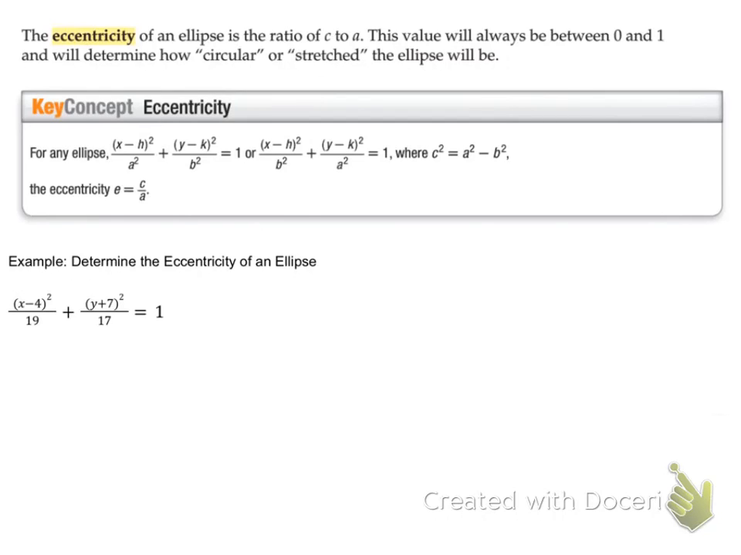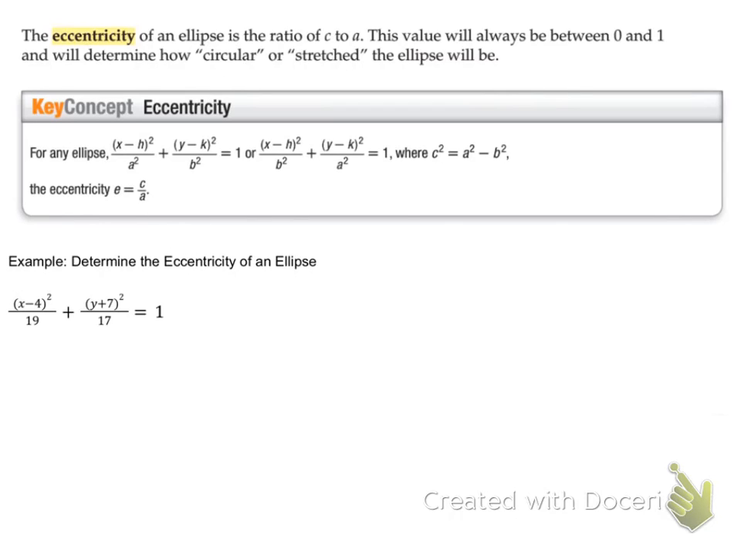So, if you can tell, you can see there that we have our same formula set equal to 1, same equation, c squared equals a squared minus b squared. There's your connections. The eccentricity is E equals c over a. It's just a ratio of the distance to the foci divided by the distance to the vertices.